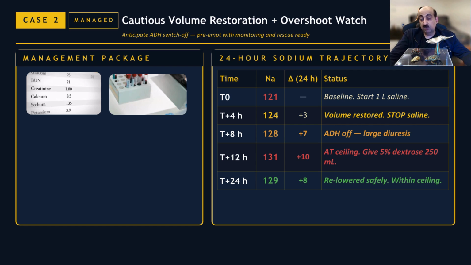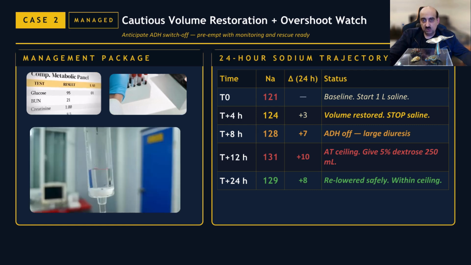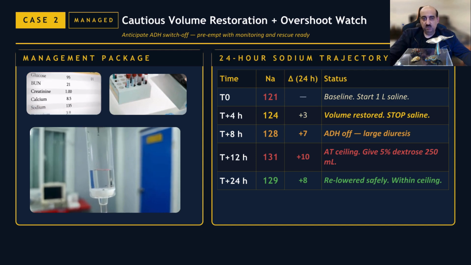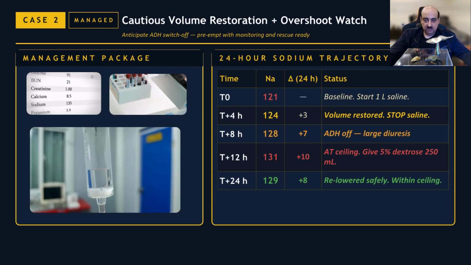Hence, the ADH will be turned off because now there is a big risk of large diuresis because you have restored the volume. There's no need for volume correction. Hence, the ADH will be switched off, and that can lead to a massive amount of diuresis. At 12 hours, the sodium correction is now 10, which is what should have been the limit for the first 24 hours. So clearly, the sodium is overshooting. So you give dextrose 5%, and then within the next 12 hours, which is the 24-hour target, the sodium falls back to 129, which means an 8 millimole correction, which is reasonably accepted.